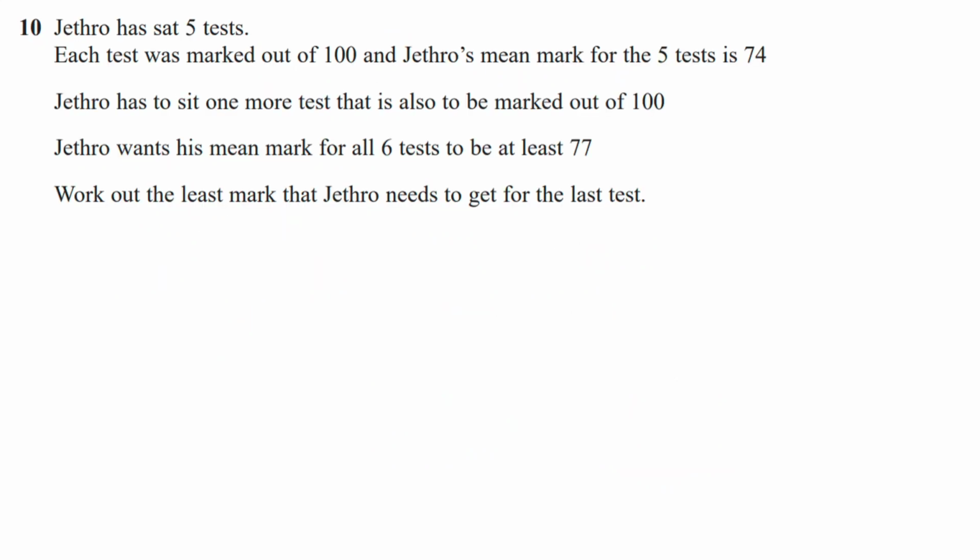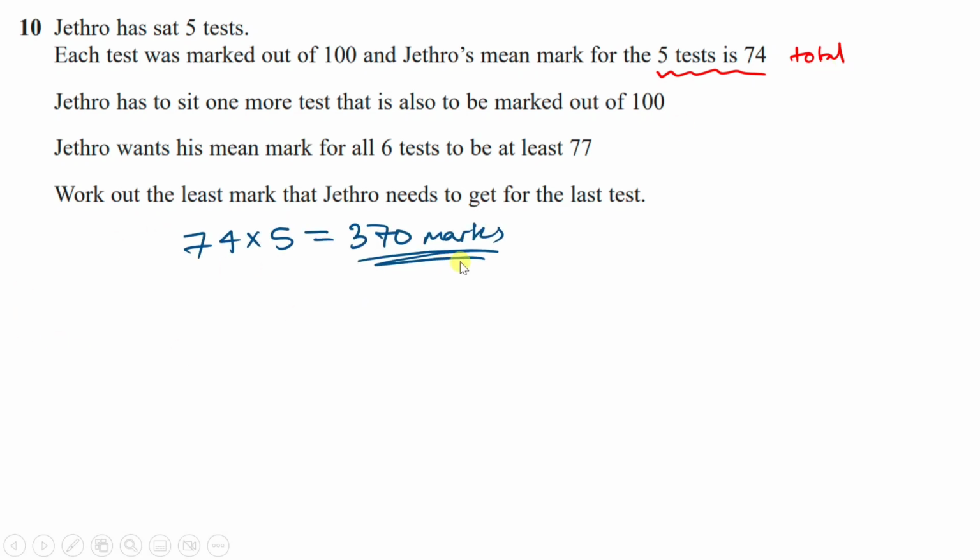Right, number 10. So Jeffro has sat 5 tests. Each test was marked out of 100, and Jeffro's mean mark for the 5 tests is 74. Cool. So if the average was 74 for 5 tests, that means the total is going to be 74 times 5. So let's write down here: 74 times 5 equals 370 marks for 5 tests, yeah? So it's always good to know exactly how many tests it was for.